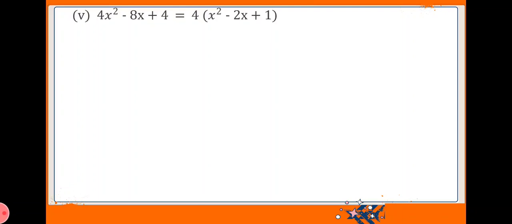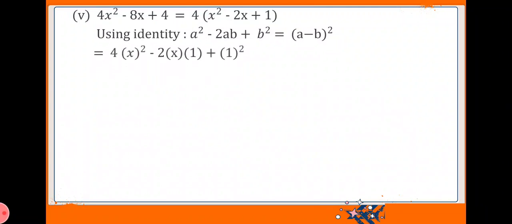Now you can see that in the bracket the middle term has a minus sign, so we use the identity a square minus 2ab plus b square equal to a minus b whole square. We have to write 4 common all the time, you don't have to skip it. So first we write 4 as it is, and then x square is the perfect square of x, the last term 1 is the perfect square of 1, and the middle term is 2 into x into 1. So we get 4 into x minus 1 whole square, that is equal to 4 into x minus 1 into x minus 1.